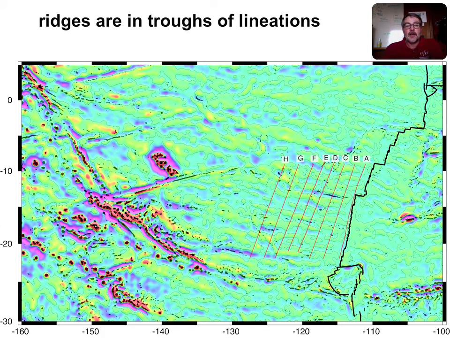Now, this is a key observation, that the ridges are in the troughs of the gravity lineations. You can look at this statistically, but if you just look at a map here, it shows little black dots. These are the volcanic ridges, and they do appear to be in these troughs of the gravity lineations, which I think rules out the small-scale convection idea.